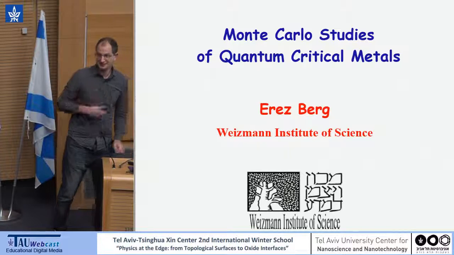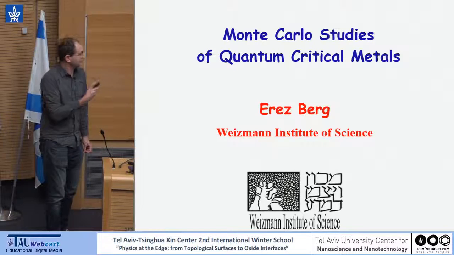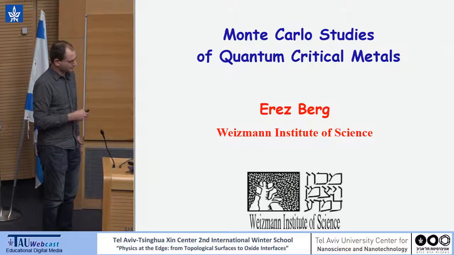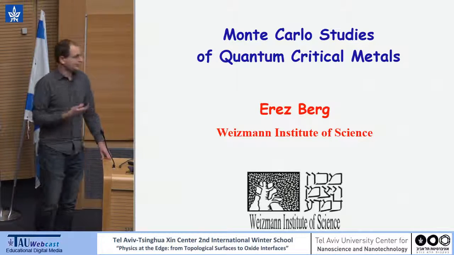So you've just heard about spin-resolved correlations. So I'll talk about a different kind of correlations. I'll talk about correlated metals. Basically, I'll talk about quantum critical phenomena in metals.